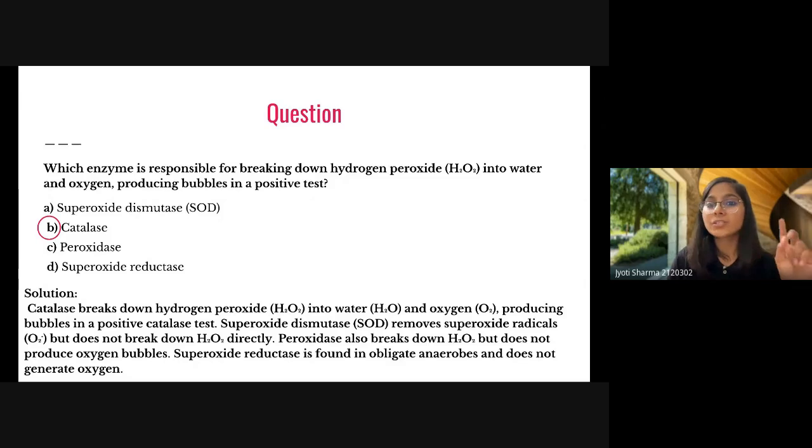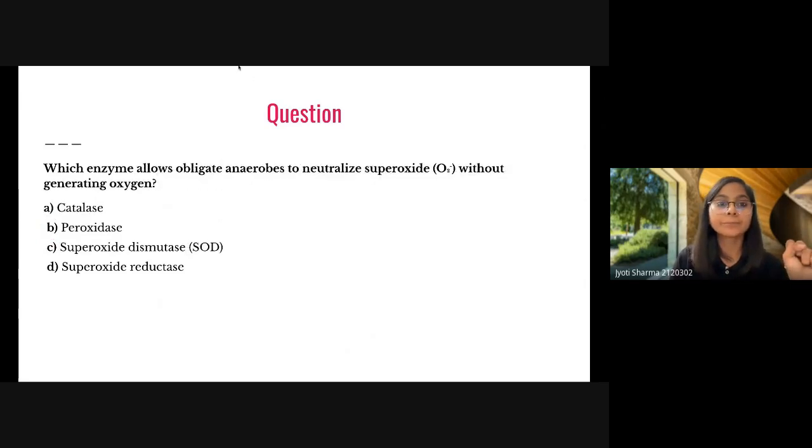I will take just 2 minutes more and then we will finish it. Which enzyme allows obligate anaerobes to neutralize superoxide without generating oxygen? Here I think you can give me the answer that you gave me. If we are not generating oxygen, this may be superoxide reductase.